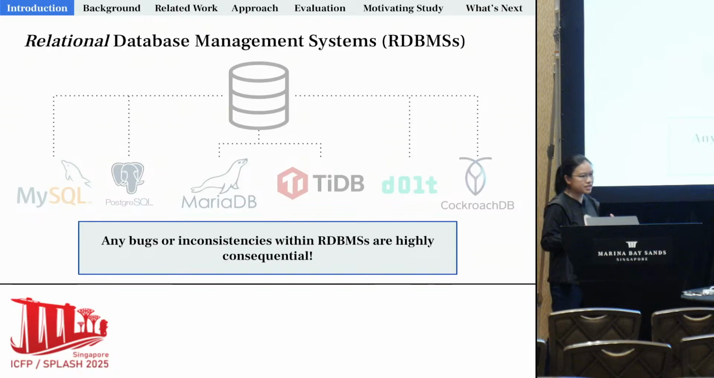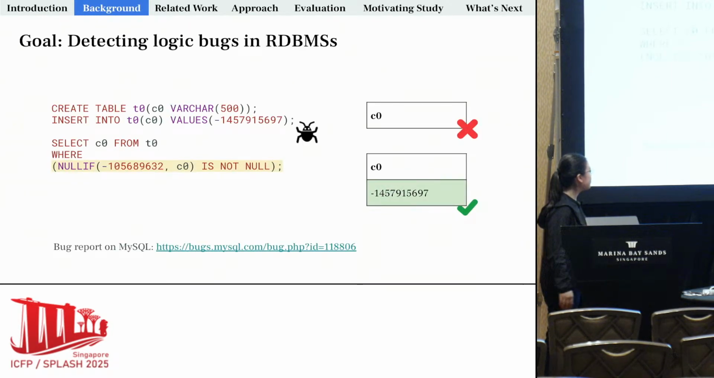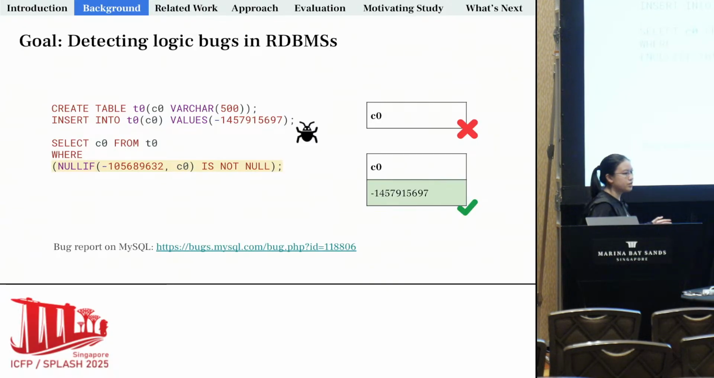But because database systems are so commonly used in the development of software systems, any bugs or inconsistencies in them can have very large consequences. So our core goal at hand is to be able to detect logic bugs in relational database systems. Logic bugs refer to bugs that can cause an incorrect result to be returned for a given query evaluation.